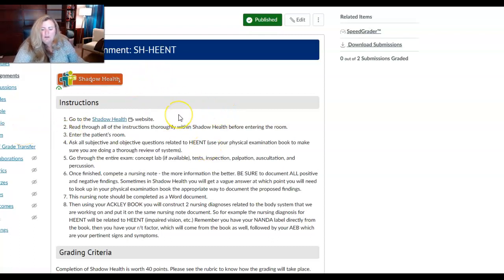Baker Thompson, and I want to talk to you about your HEENT assignment. So, the first thing is you have to go to Shadow Help, and you have to complete the assessment on Tina. So, the things that you're going to need is your health assessment book. You have to go to the HEENT part of Shadow Help and fill out the information.